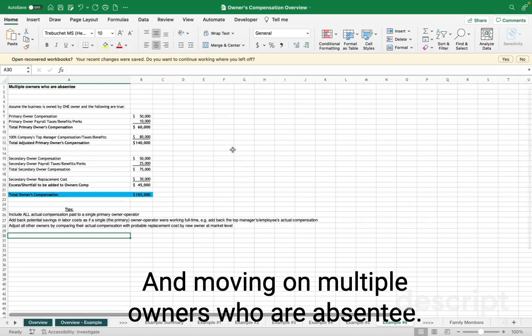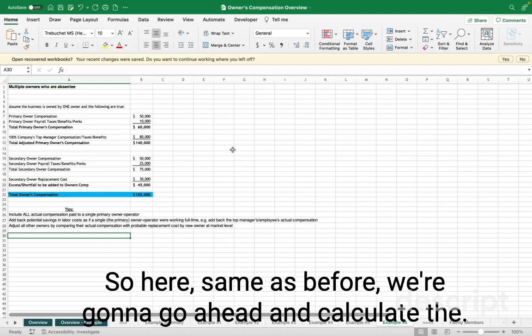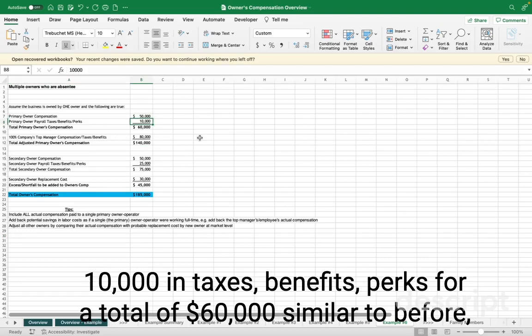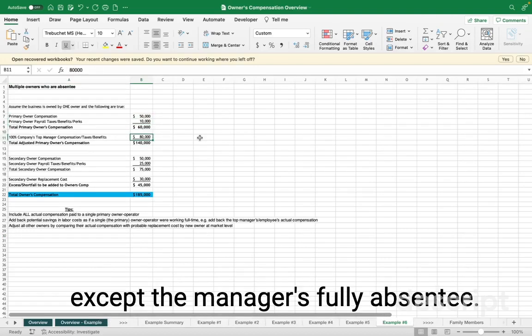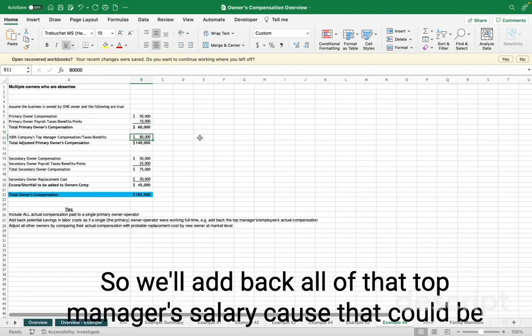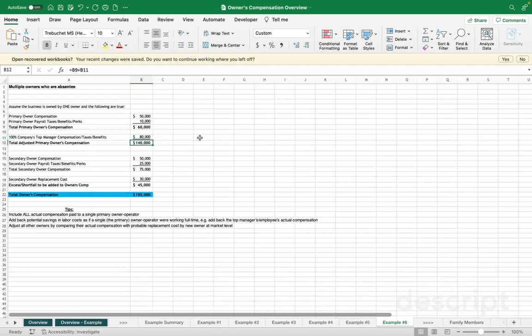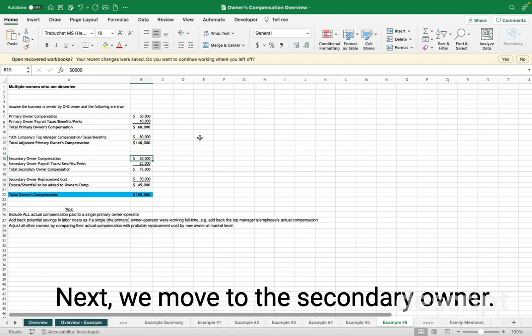And moving on, multiple owners who are absentee. So here, same as before, we're going to go ahead and calculate the officer compensation for the primary owner. That's $50,000 plus another $10,000 in taxes, benefits, perks for a total of $60,000. Similar to before, except the manager is fully absentee. So we'll add back all of that top manager salary because that could be a cost savings for a total of $140,000.